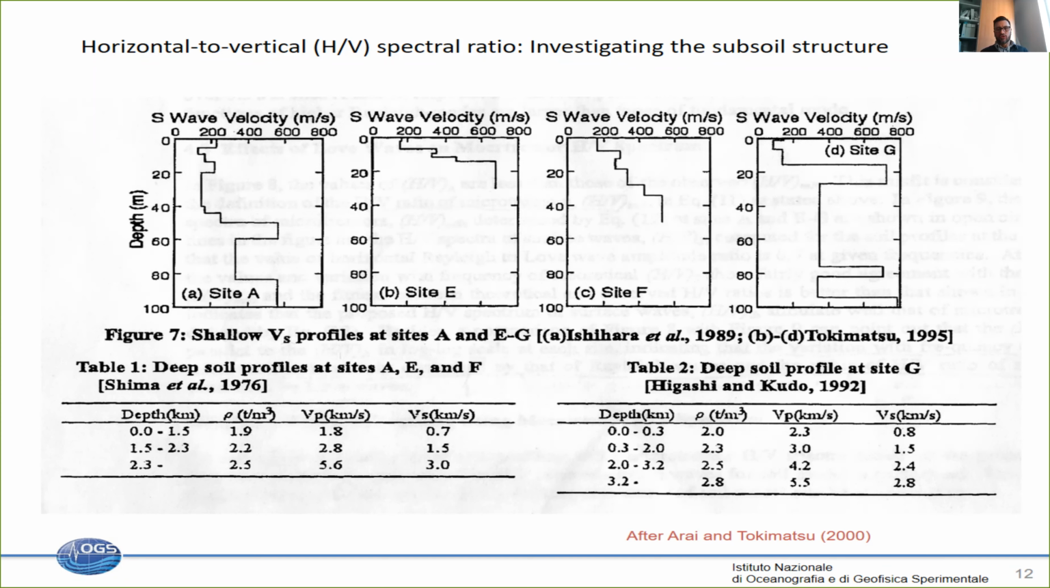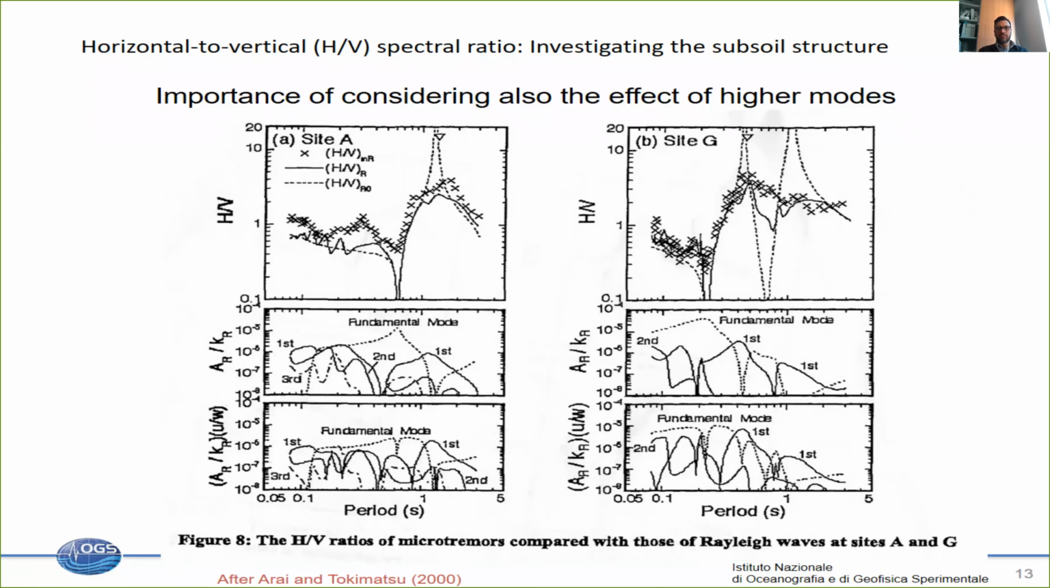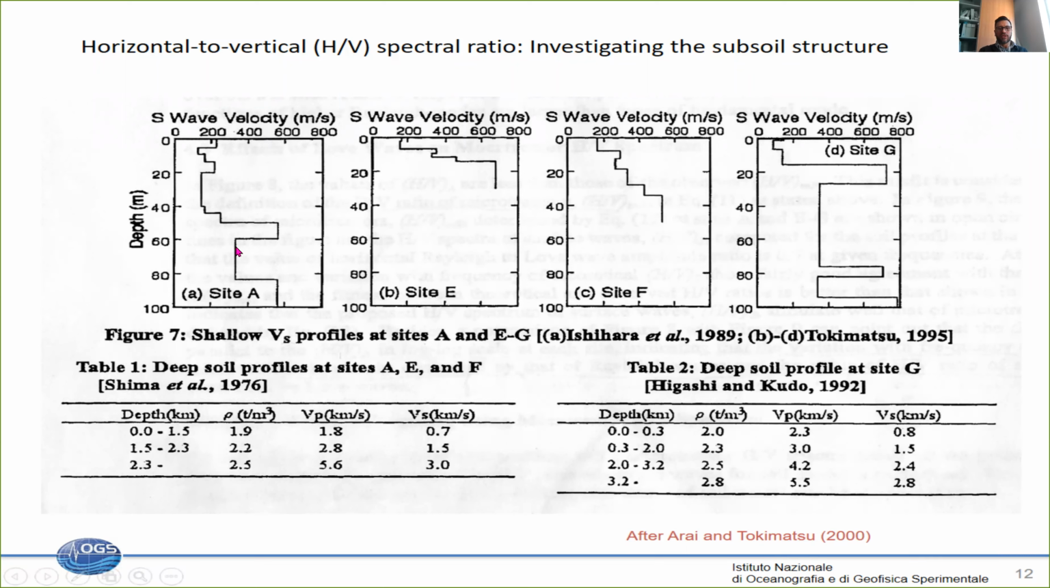Here you have different velocity profiles. You see the first one to the left with a clear velocity inversion around 60 meters. Then you have a velocity profile with a shallow high velocity impedance contrast, a velocity profile with a gradual increase of velocity with depth, and then a very complicated velocity profile where you have an alternation of layers with very large velocity, also inversion, increase and decrease. How can this affect the H over V? Just keep in mind the velocity profile A, where you have a deep velocity inversion, and the velocity profile G, where you have a very clear velocity inversion at different levels, a shallow one and deep ones.